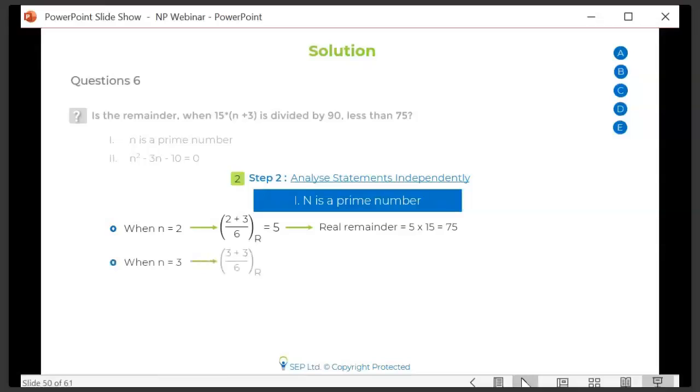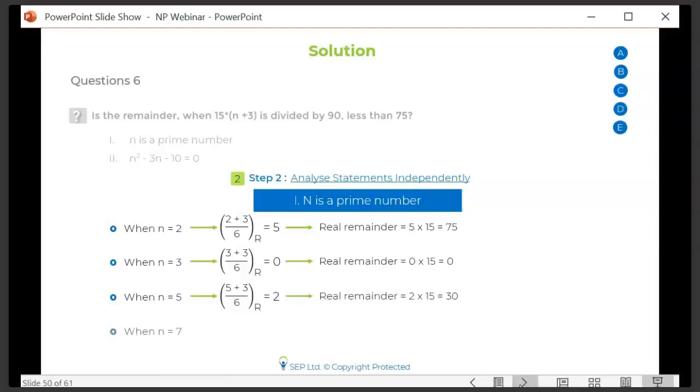Similarly, we can check when n is equal to 3, what is the remainder? Well, 3 plus 3 gives 6, which the remainder is 0. That means the real remainder will also be 0. You check the case of 6n minus 1, which is 5. In this case, notice 8 by 6, the remainder is 2. Multiplied by 15, you'll get 30. And check one last case, which is 10 by 6, which is 4, which will give you a remainder of 60.